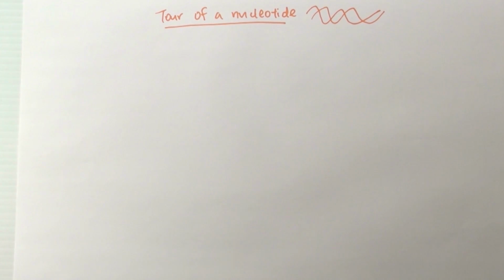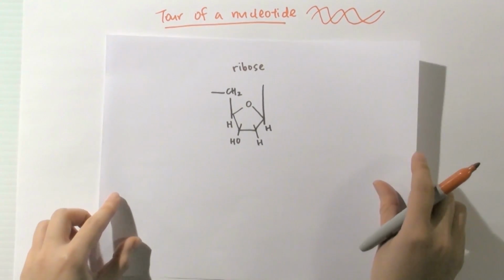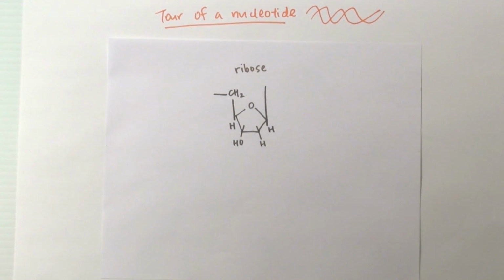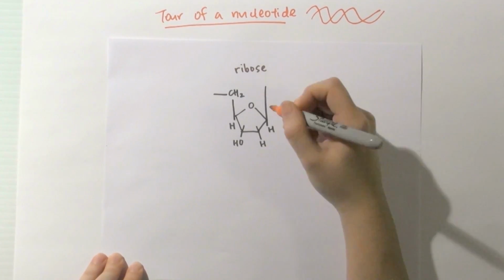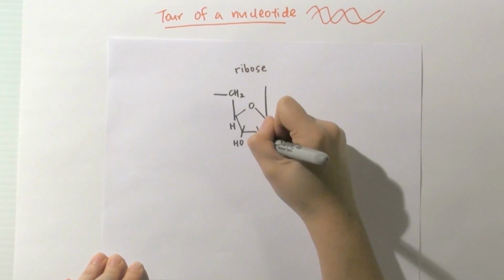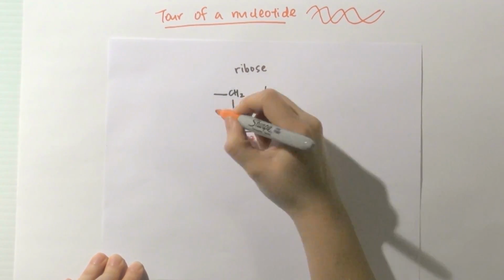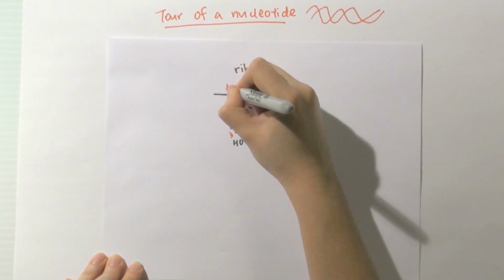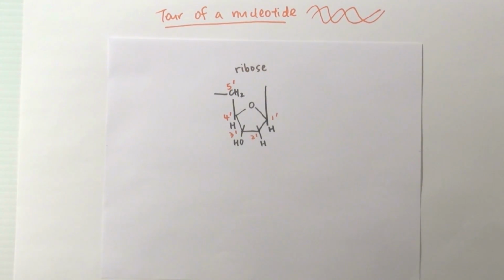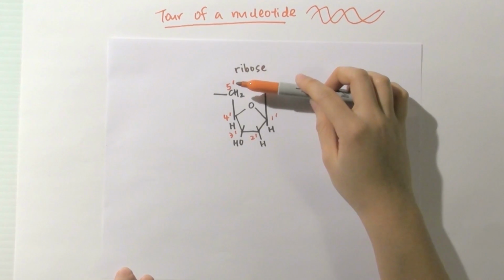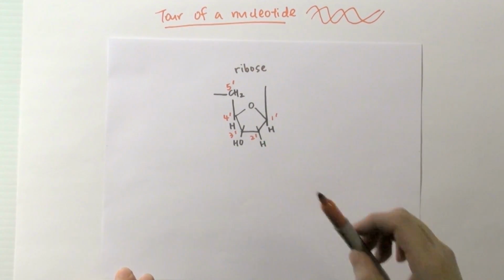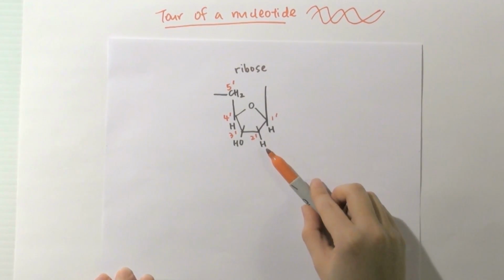And what do we need to make a nucleotide? First, you need a ribose. That's a 5-carbon sugar. And we number these carbons by convention 1', 2', 3', 4', and 5'. Now we're going to talk a lot about the 5' carbon and the 3' carbon, but let's take a brief look at the 2' carbon.